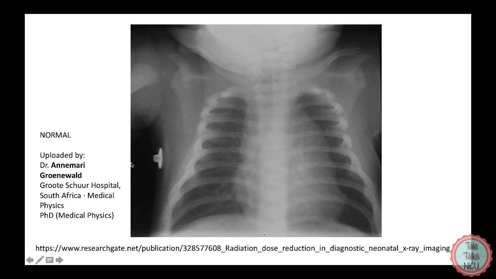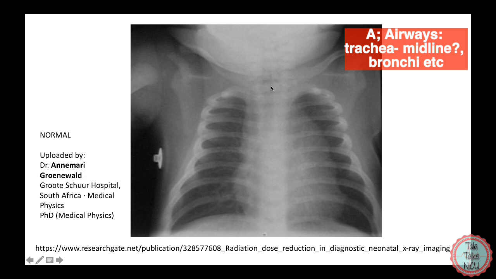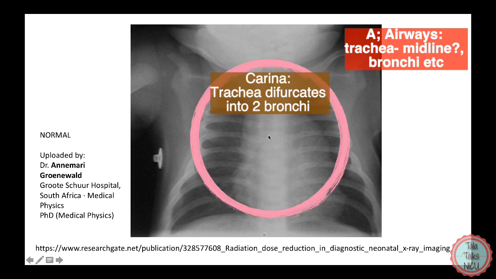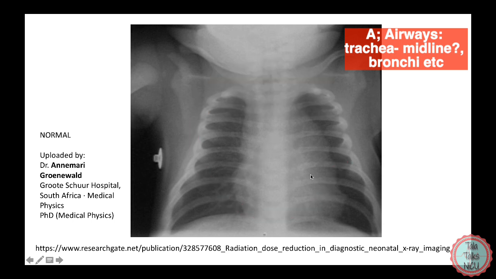So let's go through this on an actual X-ray. So A, let's look at the airways. Let's look down the trachea. Is it midline? Can you see the carina, which is the point where the trachea branches off into the two bronchi? And then often you can actually follow the bronchial tree further out.